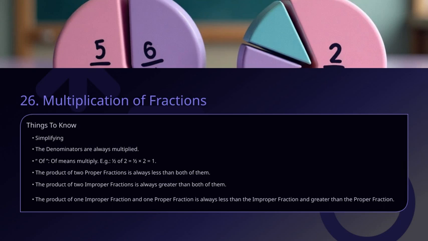Next, let's consider the size of the products. If you're multiplying two proper fractions, fractions where the numerator is less than the denominator, their product will always be less than both of the original fractions. Conversely, if you multiply two improper fractions, fractions where the numerator is greater than the denominator, the result will always be larger than either of the original fractions. And if you're mixing an improper fraction with a proper fraction, the product will fall somewhere between the two. Specifically, it will be less than the improper fraction, but greater than the proper one.